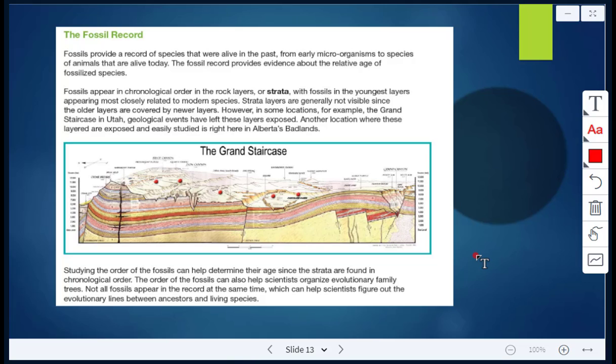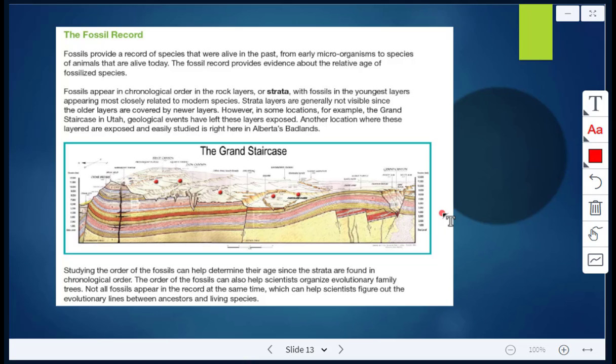Strata layers are generally not visible since the older layers are covered by new layers, but in some locations like the Grand Staircase in Utah, which is shown here in this diagram, geological evidence have left the layers exposed. Another location that the layers are exposed is the Alberta's Badlands. So studying this order of the fossils can help determine their age, since the strata are found in chronological order.